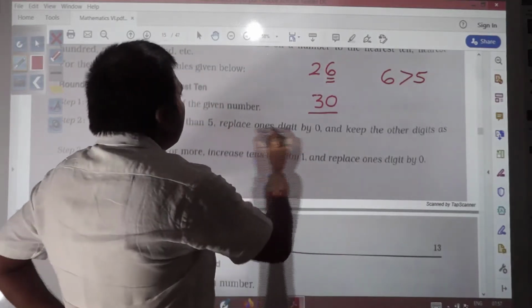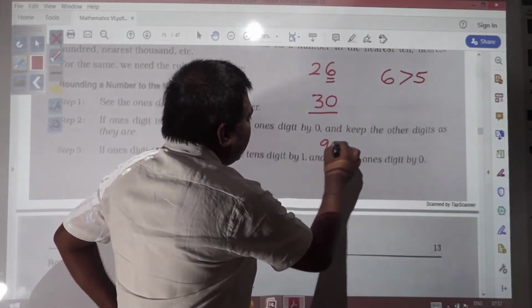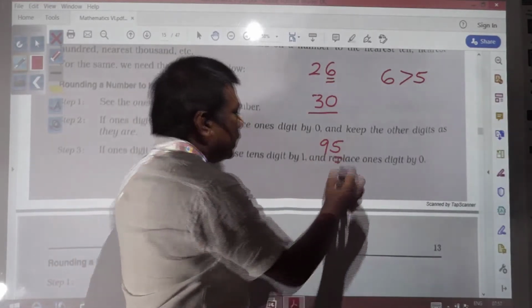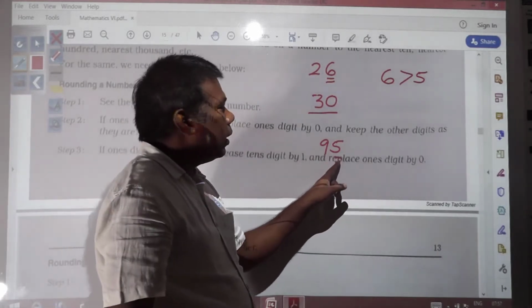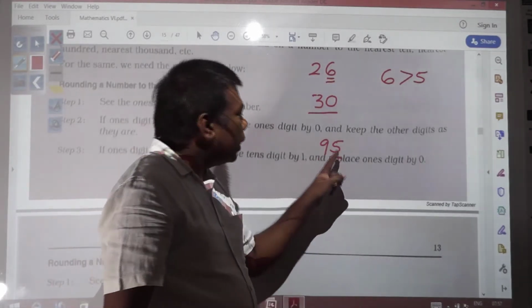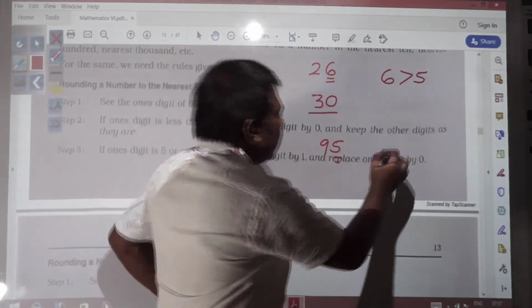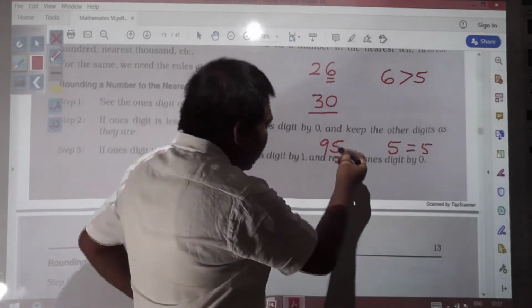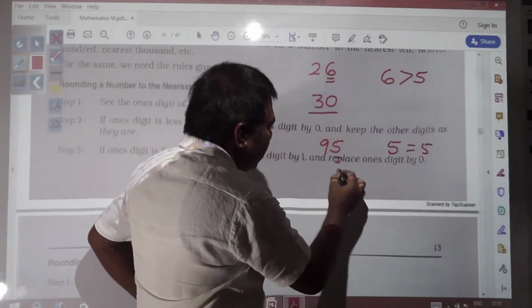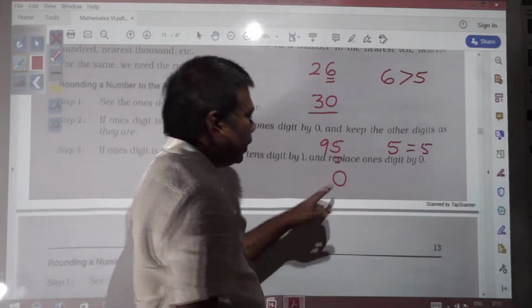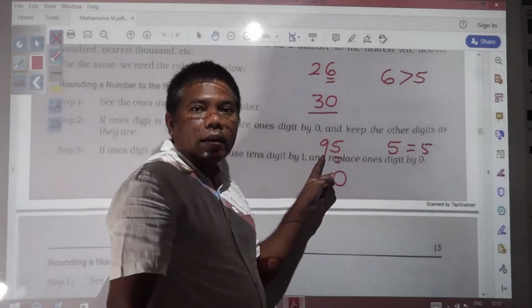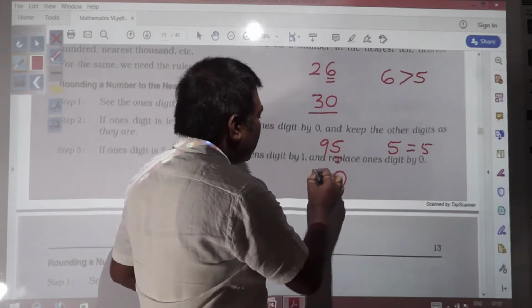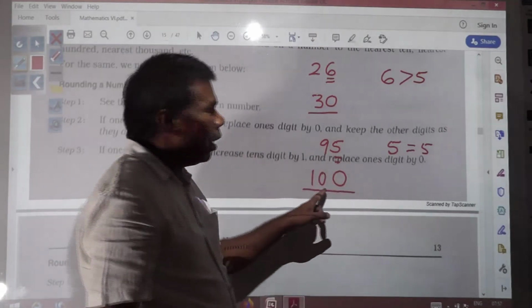Take another example. Suppose you have the number 95. Again, you need to look at the ones digit. It should be greater than 5 or equal to 5. Here you have 5, which is equal to 5, so the same thing is required to be done. The ones digit is replaced by 0, and here the tens digit is 9, so 1 is added to it. 9 plus 1 is 10. So finally you got 100.